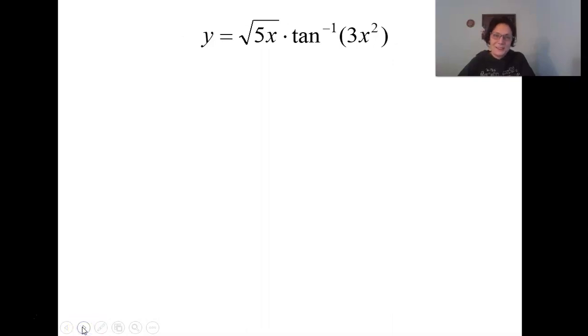Okay, here's one with a tangent. Tangent's my favorite, I guess because it doesn't have a square root. Now notice here, I don't have a difference. I have a product here. So that's fun. So let's do our product rule.